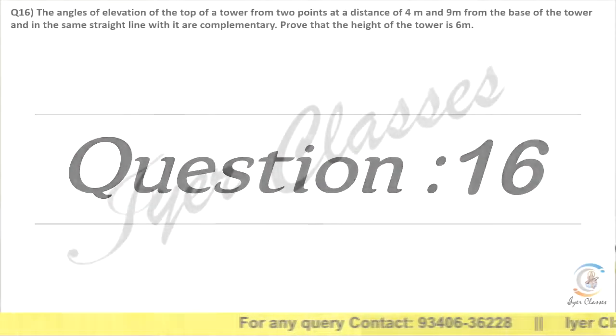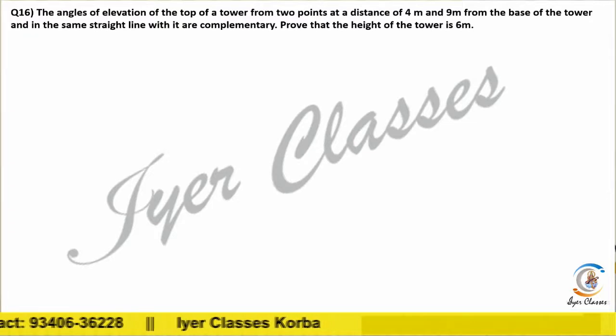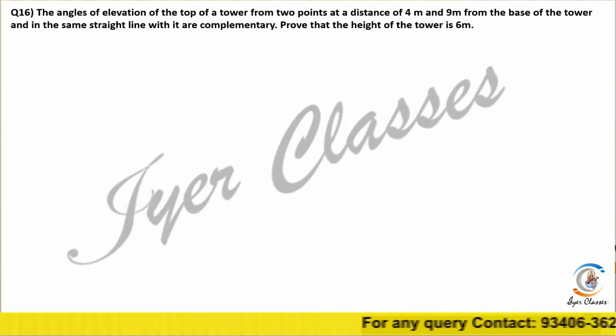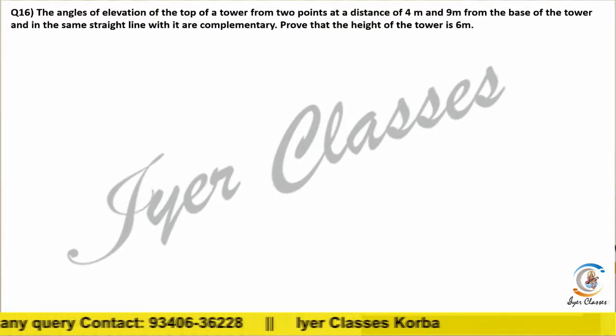Let us move on to question number 16. The angle of elevation of the top of the tower from 2 points at a distance of 4 meters and 9 meters from the base of the tower, and in the same straight line with it, are complementary. Prove that the height of the tower is 6 meters.